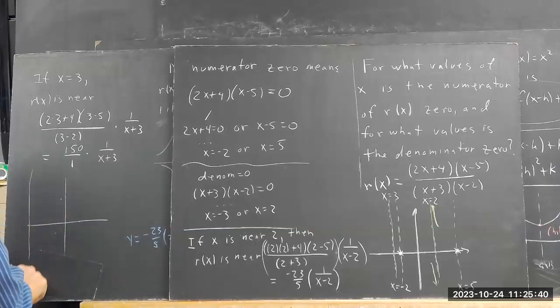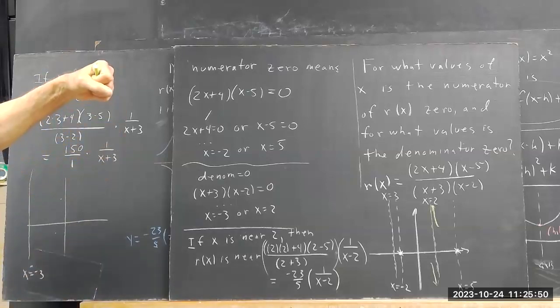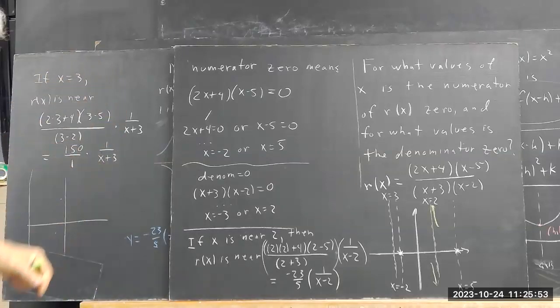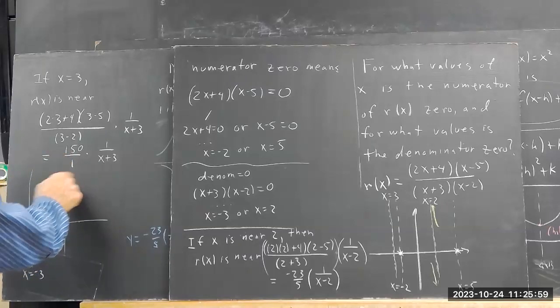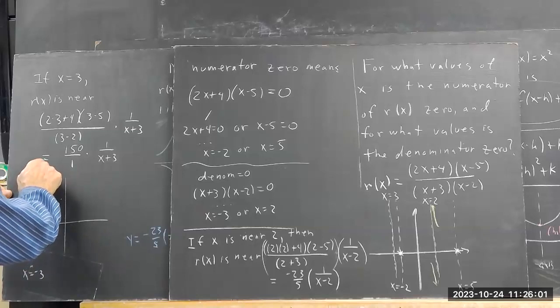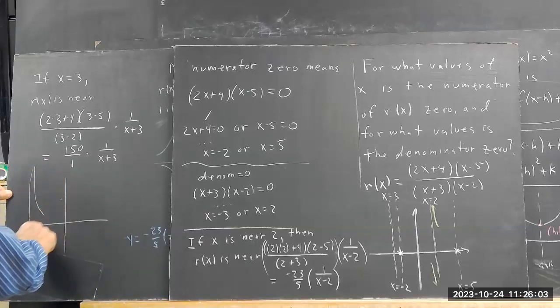It has a vertical asymptote of x equals -3. And the 150 isn't all that important. It's just there to know that we've got a big vertical stretch here. Okay, big vertical stretch. So the graph of 150 over 1 plus x plus 3 is going to look like this.